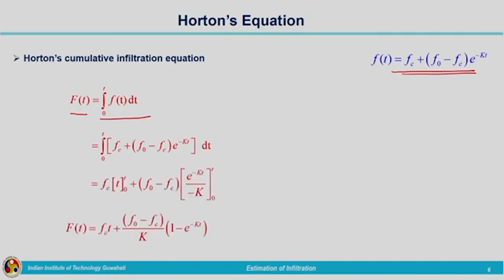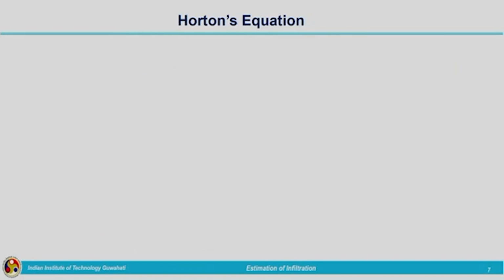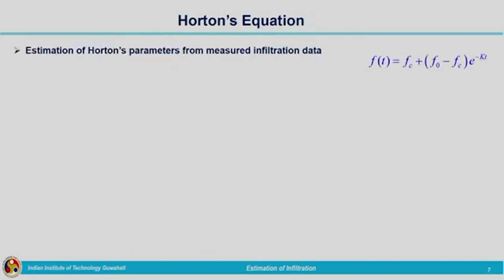and it will take the form capital F of t is equal to f c t plus f naught minus f c divided by k multiplied by 1 minus e raised to minus k t. So, after applying the limits, we will get the final expression for cumulative infiltration given by this equation. Now, let us move on to finding out the Horton's parameters from the measured infiltration data. This is our infiltration rate equation, Horton's equation for infiltration rate.